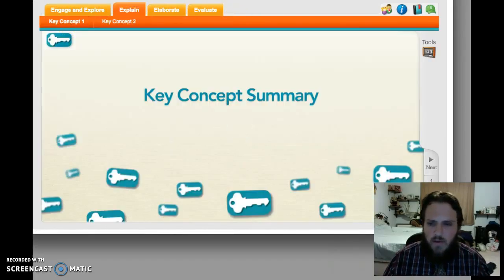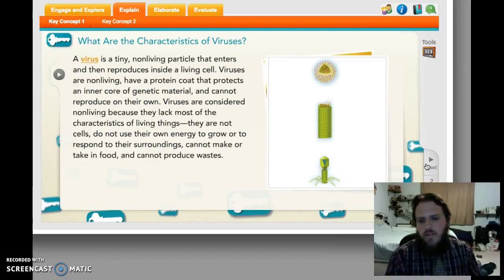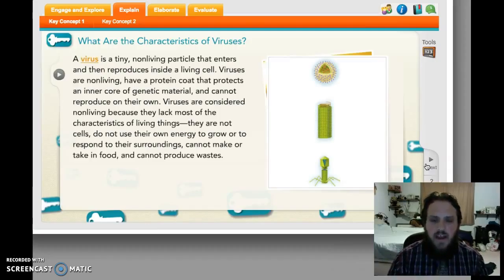So let's get into viruses a little bit more. Now, viruses technically aren't living. They are a tiny, non-living particle, tiny, tiny speck, right? So small you can't see it if you wanted to. It enters a living thing through the cell membrane, and then it makes that cell reproduce viruses. It hijacks cells and makes them churn out more viruses. That's what they do. Viruses are non-living.